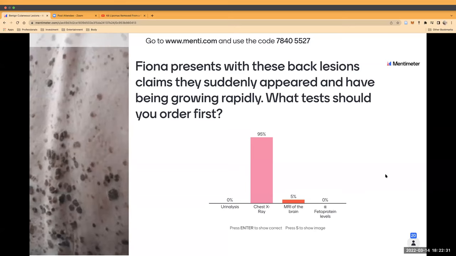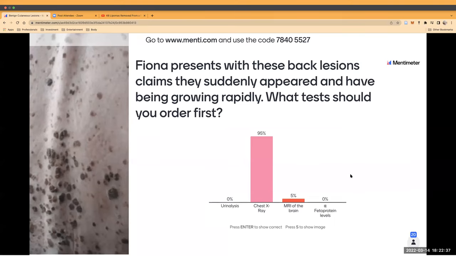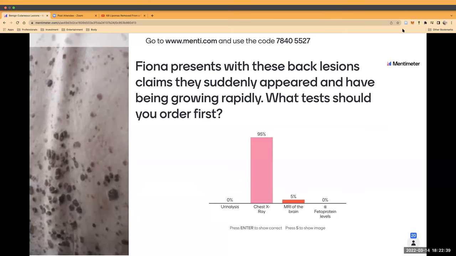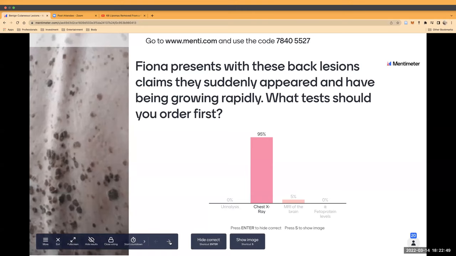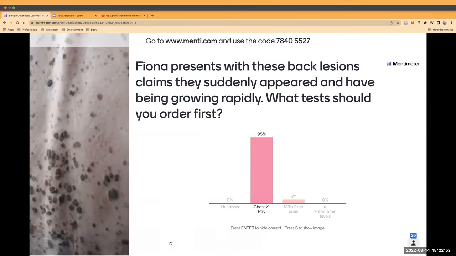I'll go check. I think if you're thinking tumors, maybe you try CEA, but even that, I don't think would be my first line. Okay, so I'll go check up as well. So yes, it's a chest X-ray for that one.